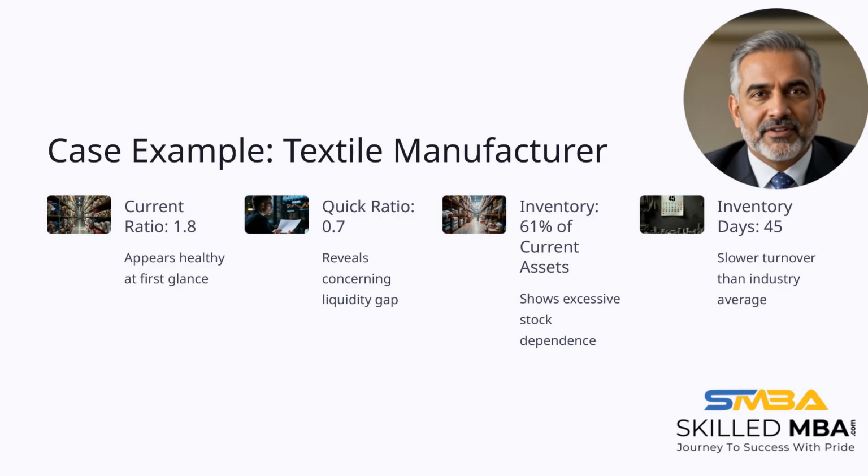A textile manufacturer with a current ratio of 1.8 seems healthy, yet a quick ratio of 0.7 indicates a liquidity gap. Inventory comprises 61% of current assets, highlighting stock dependence. With inventory days at 45, turnover is slower than the industry average, suggesting potential cash flow challenges.